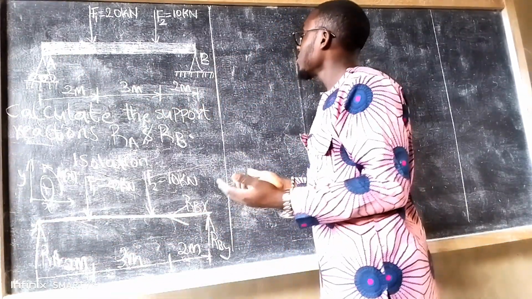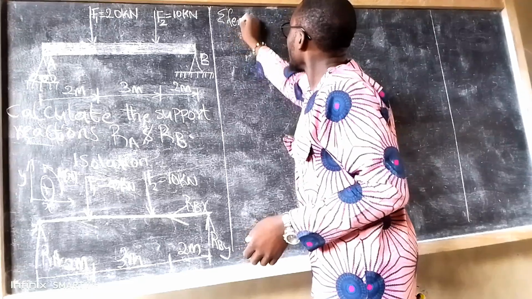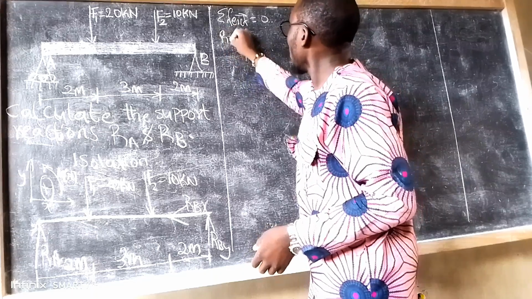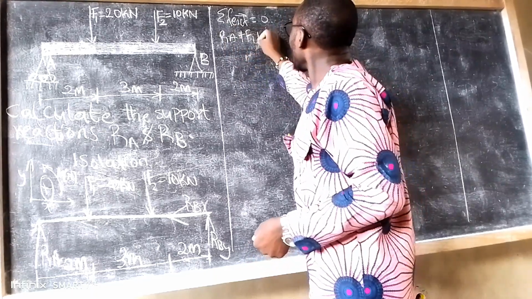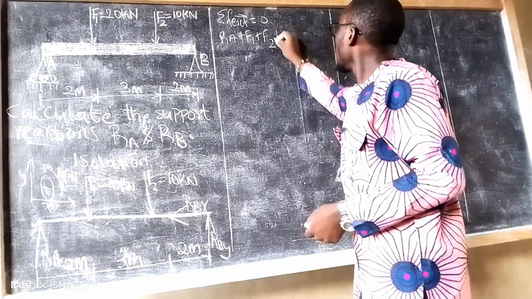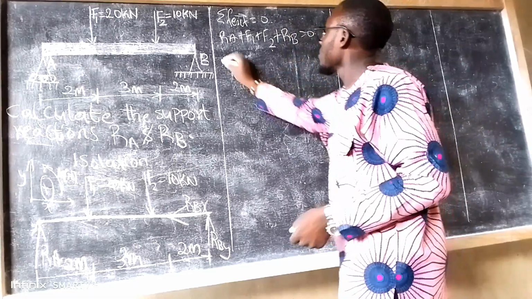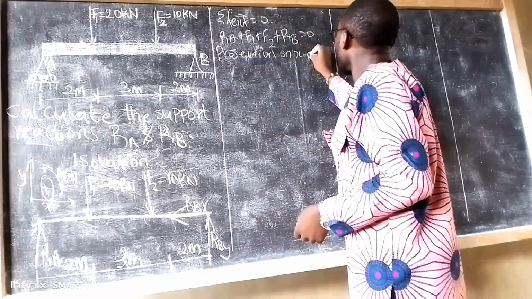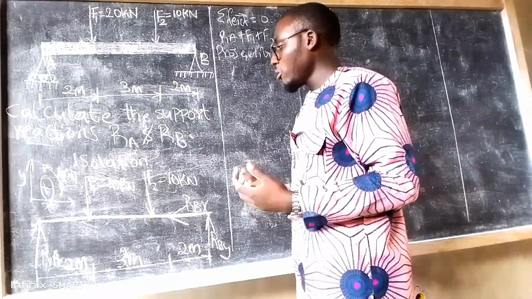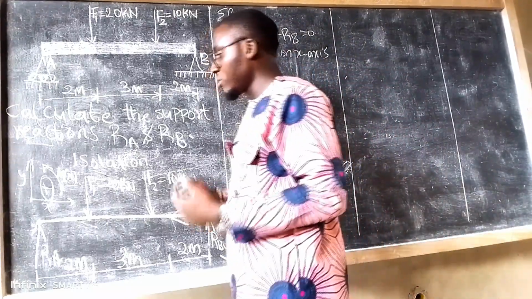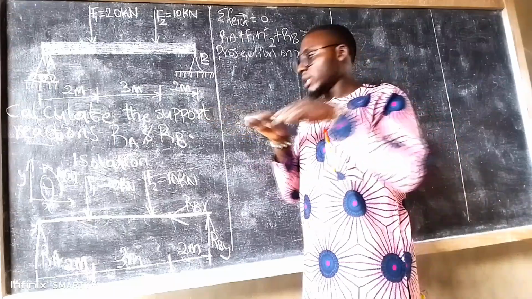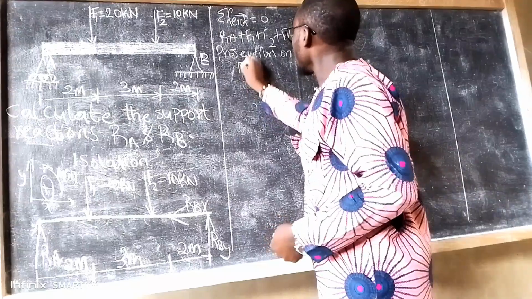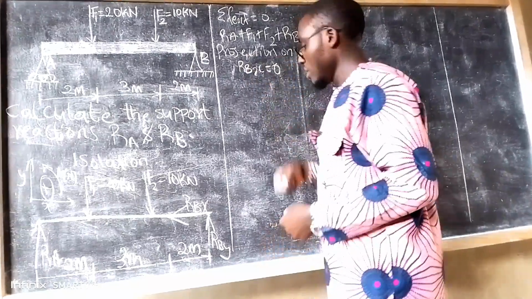So we apply the principles of statics. Sum of external forces equal to 0. What are the external forces that we have there? We have RA, plus F1 plus F2 plus RB equals to 0. We now move to the projection on x-axis. When we talk about projection on x-axis, as I have said in my previous videos, it simply means forces that act horizontally. And if you look at our beam, the only force that acts horizontally is RBX. So we are going to have RBX is equal to 0.